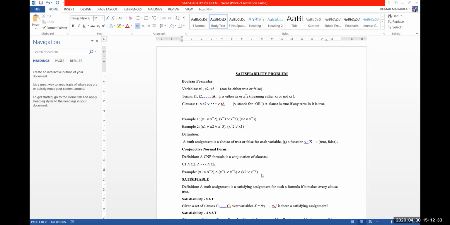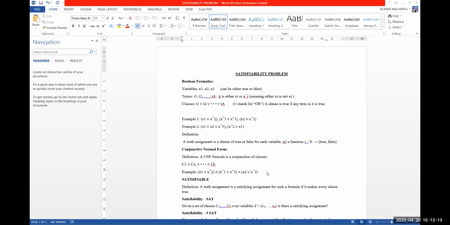Okay. So for example, look at the same example. This is the conjunctive normal form. Let me assign x1 as true. If x1 is true, then definitely this clause will become true. And if x3 is false, then this clause will become true because this is x3 bar. And if x2 is true, then this clause will also become true. So true and true and true, so this entire conjunctive normal form will become true, so it is satisfiable under the condition x1 true, x2 true, and x3 false.